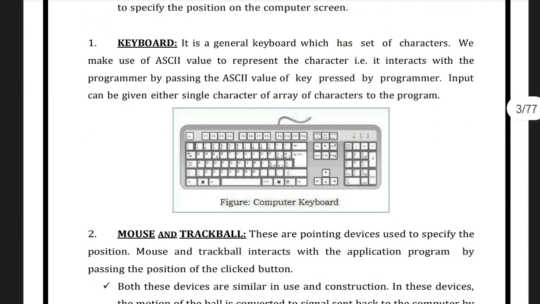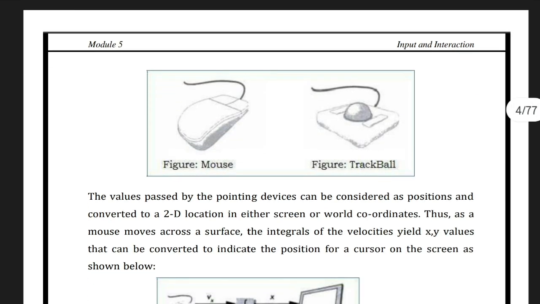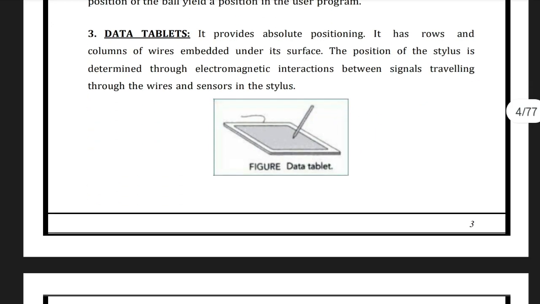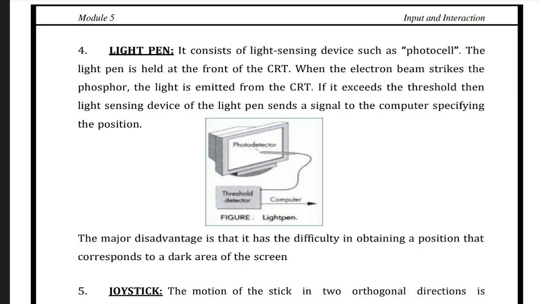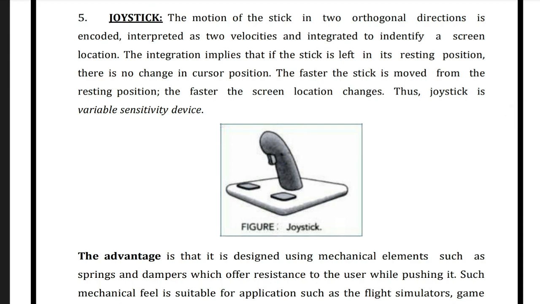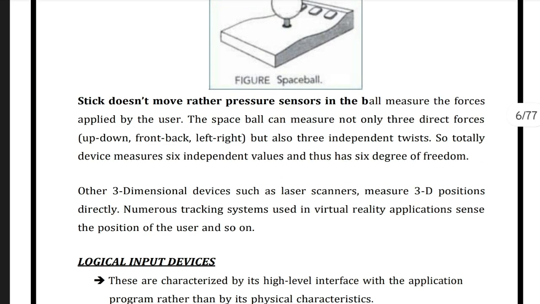We have the keyboard, which sends the ASCII value of whichever character we press, and the mouse and the trackball, for keeping track of the cursor position. With data tablets, we can directly write on the tablet with the help of a stylus. By using the light pen, we can make the cursor point to a particular position using a threshold detector. The joystick is another device, used for gaming purposes. And we have the spaceball, which uses mechanical features for motion detection. So that's all about the physical devices.